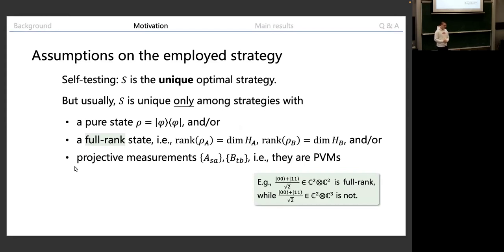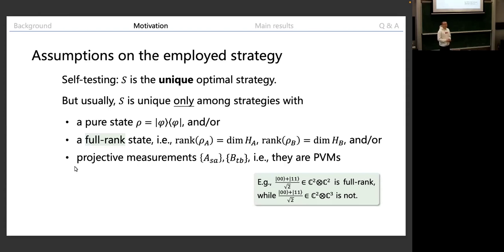But what usually happens in the literature is that this uniqueness is only shown among certain strategies. For example, sometimes we assume that the strategy employed by the player is a pure strategy, or the state is a pure state, because sometimes we can argue, oh, we can just purify the state, right? And sometimes people even assume that the state has full rank, which means the rank of the marginal state equals the local dimension. In the pure state case, it just means that it has full Schmidt rank.